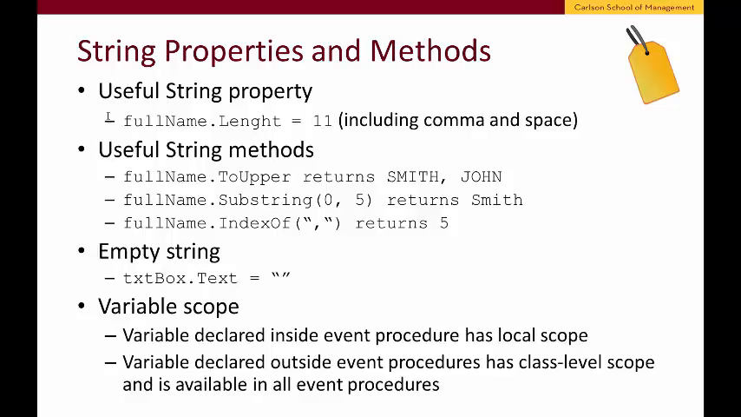If we need a variable to have a class level scope so that it can be used in any of the event procedures, we must declare it at the top of the class, right before the first event procedure. We will have an example of this later on when we do our in-class projects.